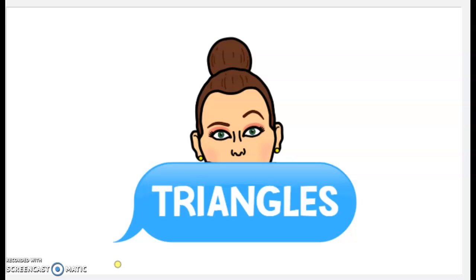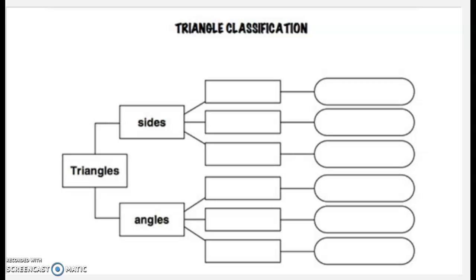All right, so we're going to start Unit 5 on our triangles. So we get to start looking at shapes now, and we're going to look at the triangles. So here we have our triangle classifications, and this should not be anything new. We should know our triangle classifications. So we can classify our triangles by their sides and their angles.